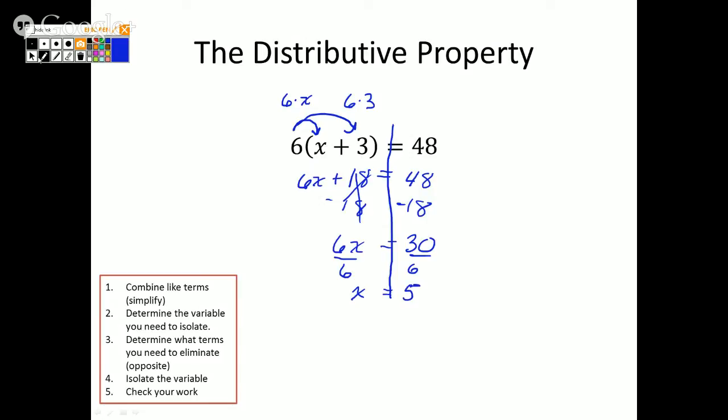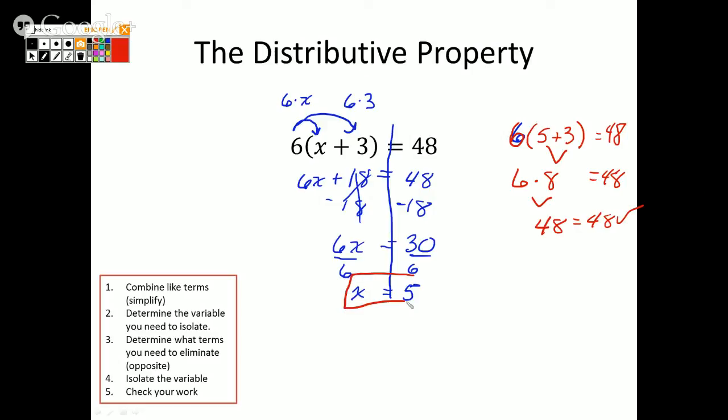Okay, now I'm ready to check my problem. I have x by itself, and I think x is equal to 5. So I'm going to go over here and check my problem, and I'm going to do 6, change my color there, 6 times 5 plus 3 should give me 48. And now I would work it as normal order of operations. 5 plus 3 is 8. 6 times 8 should give me 48, and 6 times 8 does give me 48. 48 is the same as 48. My answer checks, so I know that x is equal to 5.